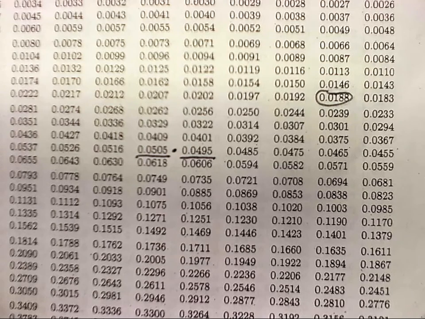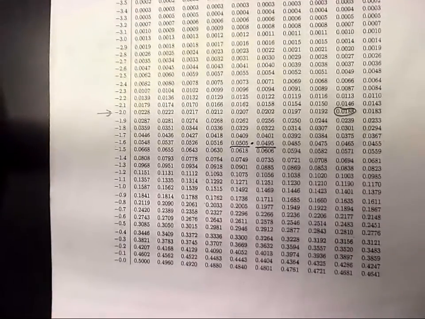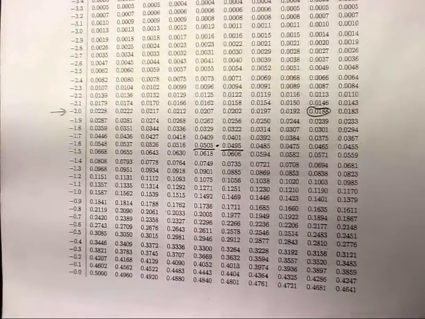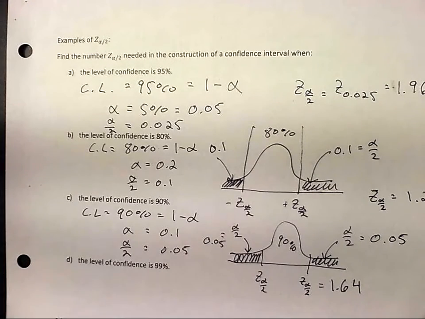But later on in Chapter 7, I'm going to show you a new table, and that new table is going to give you 3 decimal places. So on that table, it's going to say 1.645. I'm just trying to warm you up to the fact of why it says 1.645. But we'll get to that table probably tomorrow. All right. So, thank you, sir.